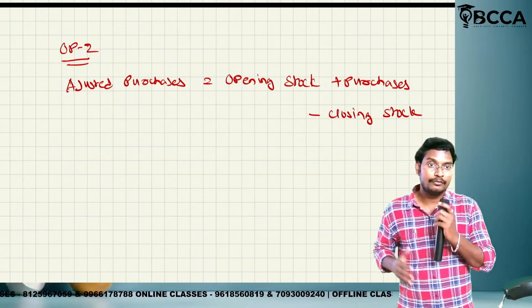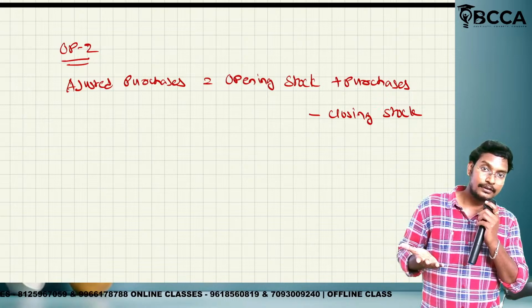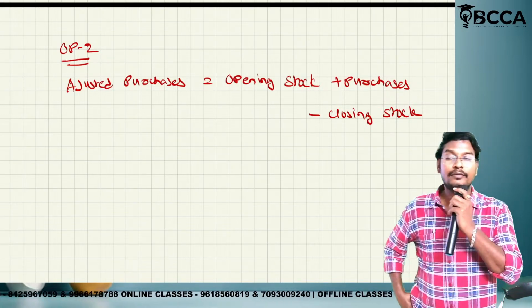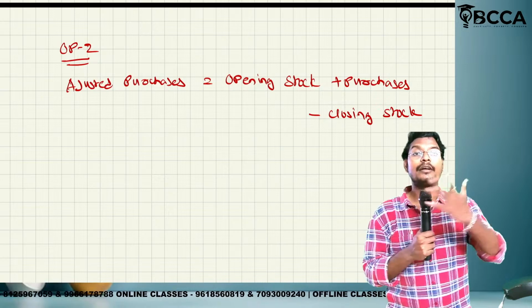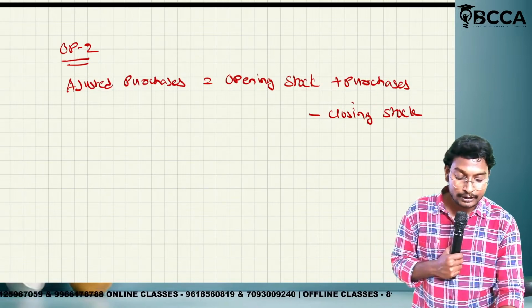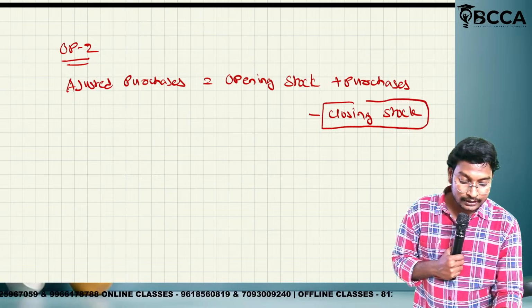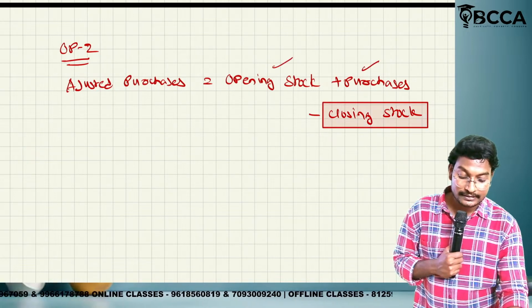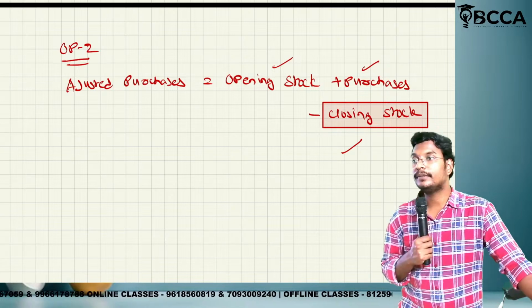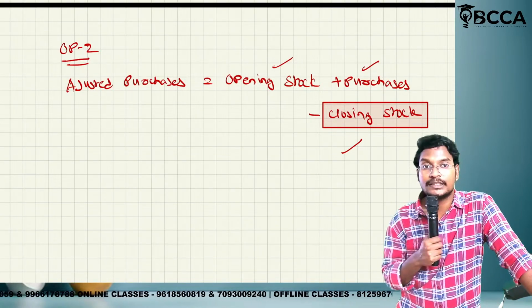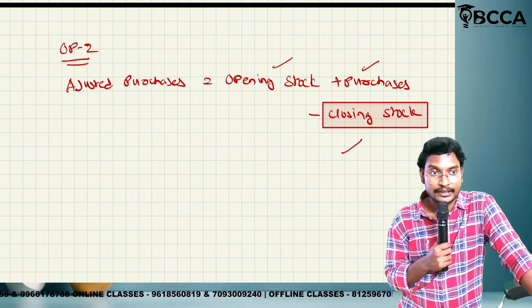Now say we have recorded only adjusted purchase. Have we recorded a closing stock? We have not recorded the closing stock. Why? In the formula, we have added and we have reduced. That means we have recorded only opening stock plus purchases minus closing stock. So at this point, we have to record the closing stock in the trial balance. Did you get the point or not?